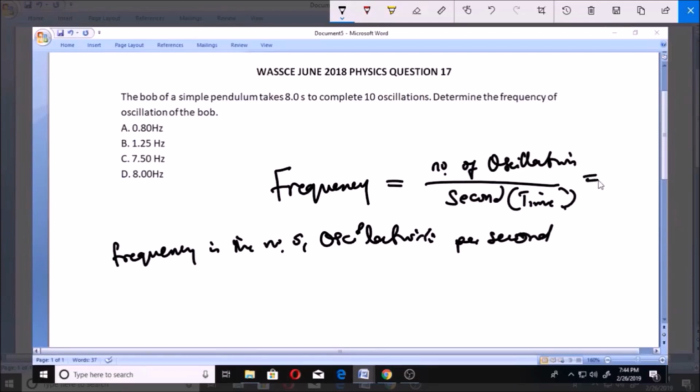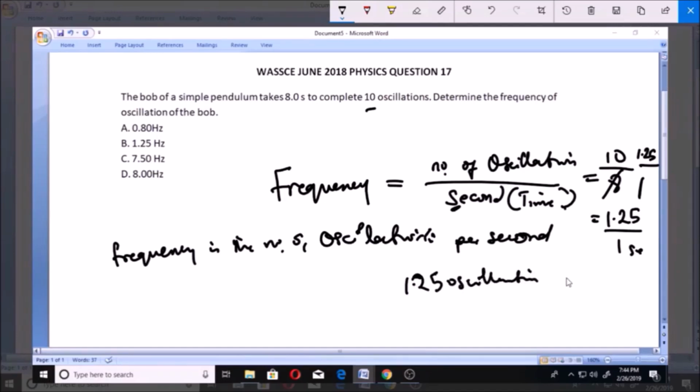Now if you take this number of oscillations, which is 10, all over time, 8, you're going to get 1.25 as the number of oscillations over 1 second. If you divide through by 8 here, it will give you 1, so that you can get per second, because it's 1 second. Divide this one by 8, you get 1.25. So you can say that 1.25 oscillations was done in 1 second. You understand?